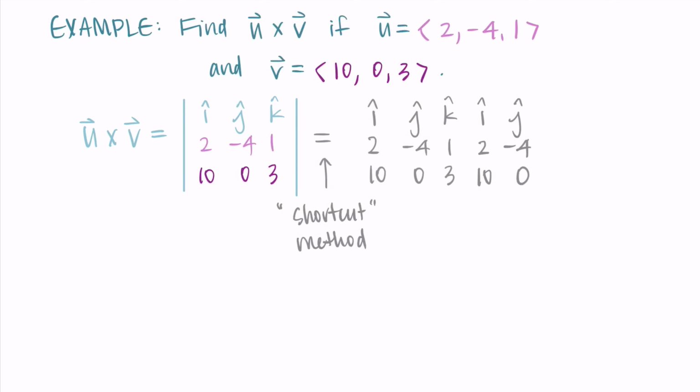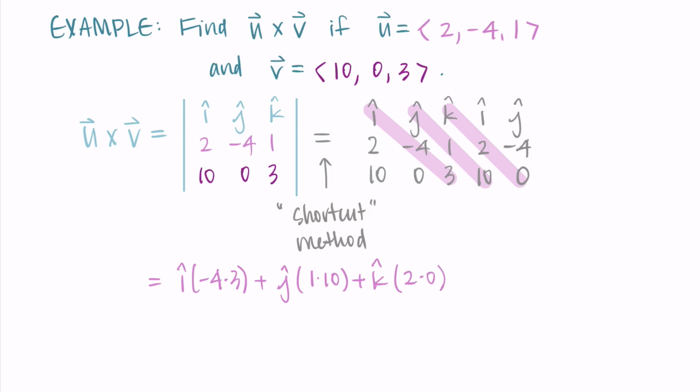Now what I'm going to do is multiply down these diagonals going from left to right. So I do i times -4 times 3 plus j times 1 times 10 plus k times 2 times 0. All right, so that's what I'm going to do first. Then I go backward down the other diagonals. So I go j times 2 times 3, i times 1 times 0, and k times -4 times 10.